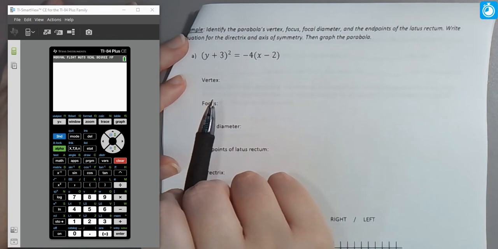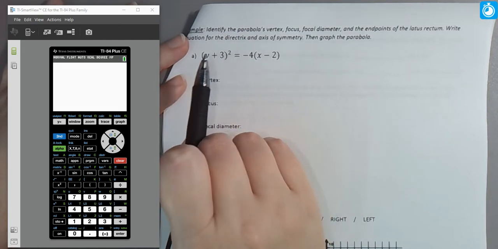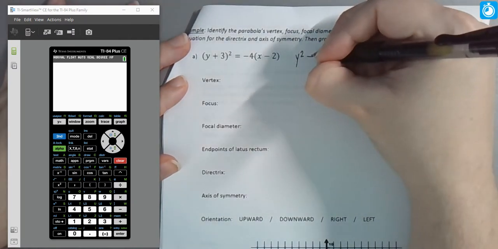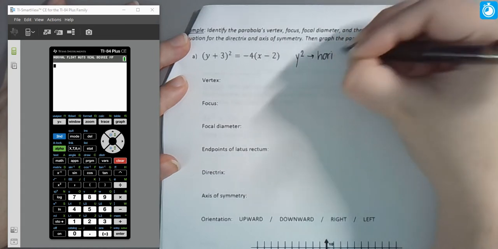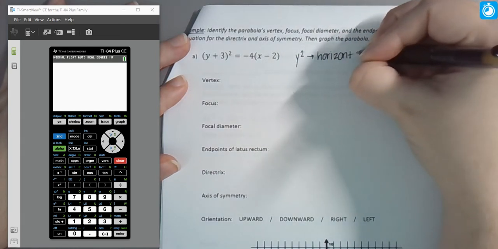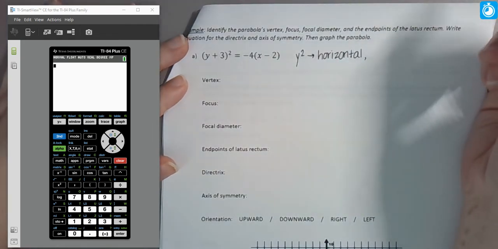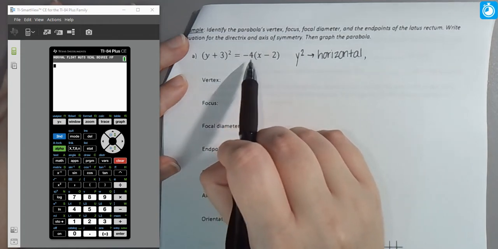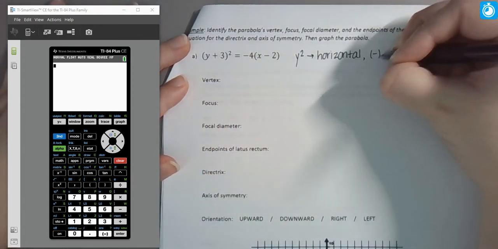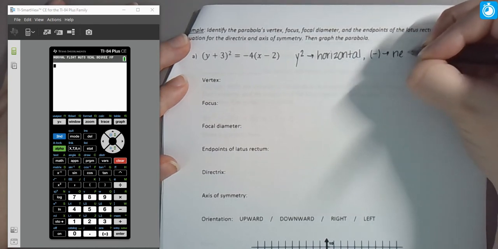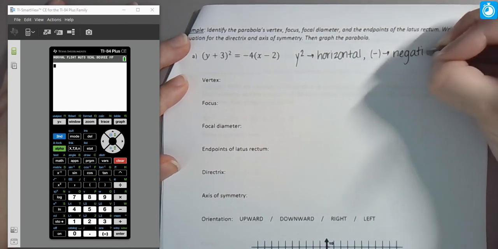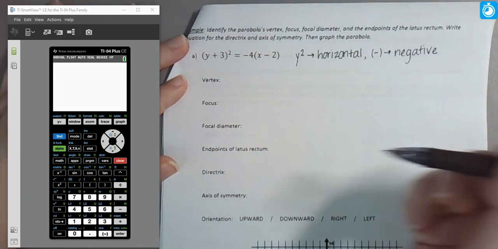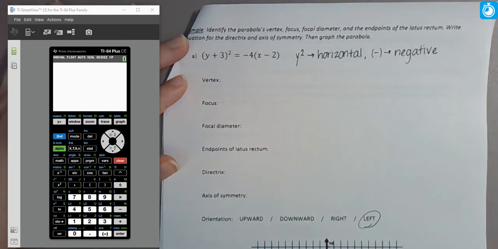Now, how is this graph going to be oriented? Well, what's quadratic? In this case, y is quadratic. So because y is quadratic, that's our indication that we have a horizontal graph. And then opening right versus opening left is determined by the coefficient. In this case, the coefficient is -4. So because it's a negative coefficient, that means we're opening in the negative direction. So horizontally in the negative direction means we're opening to the left.